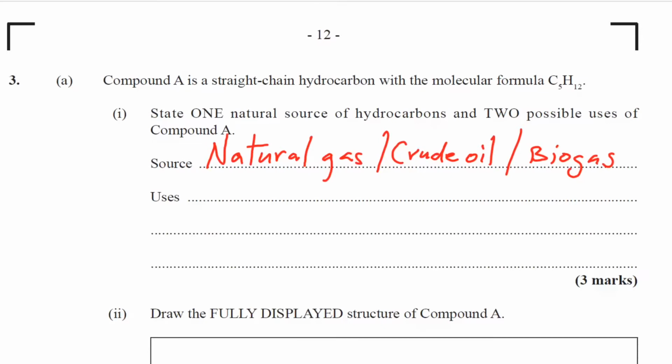And this compound here with the molecular formula C5H12, I think it's something we've seen already. That is pentane. That is coming from the alkane series. Now, pentane can be used as a fuel. It can also be used as an organic solvent, where it can be used to dissolve non-polar substances. So that would give us 3 marks.